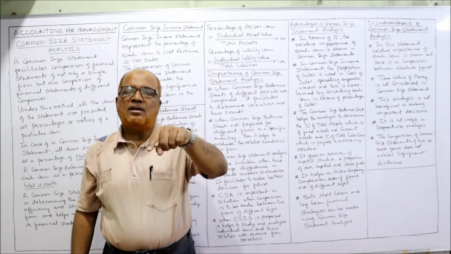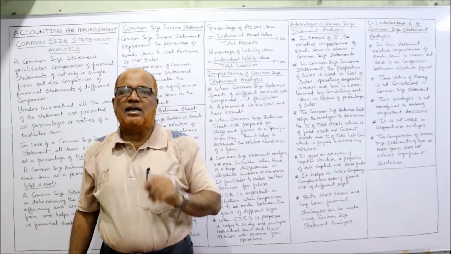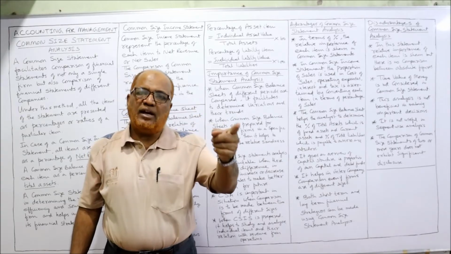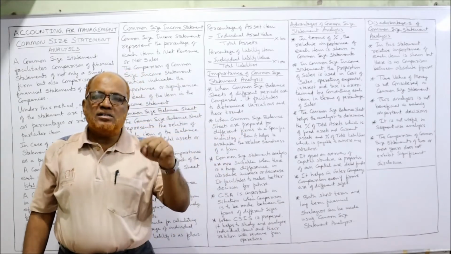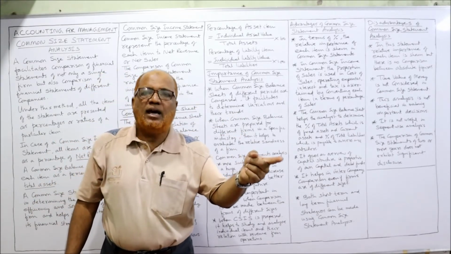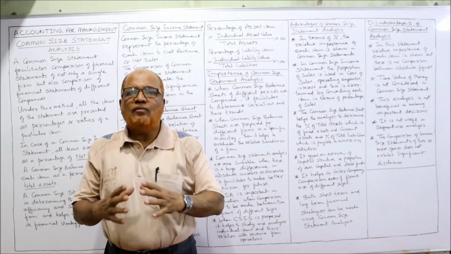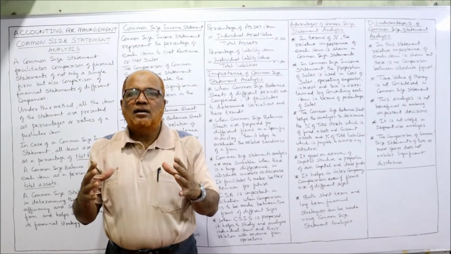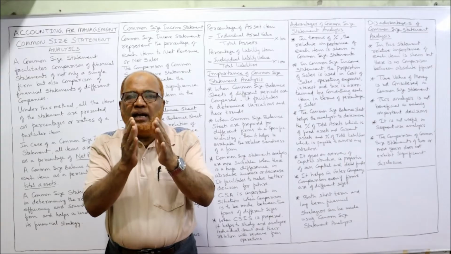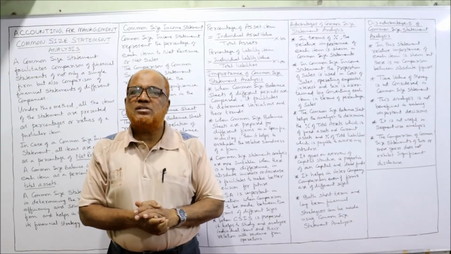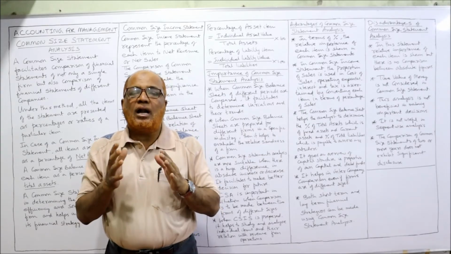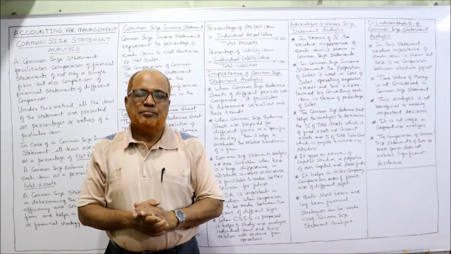So what is the percentage of cost of sales on sales? What is the percentage of interest on sales? What is the percentage of operating expenses on sales? So we can analyze and dissect all the individual items in the income statement so that we can control the expenses.